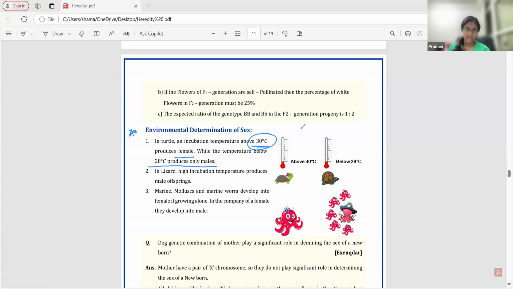Yes, ma'am, that's what I'm asking. So when incubating, what if for half the time the egg incubates at 30 degrees Celsius, and the other half of the time it incubates at 28 degrees? Then will half of them be males?